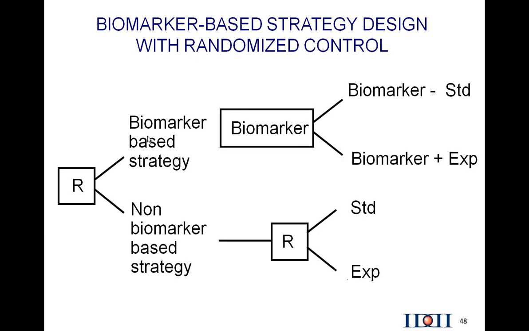So here, we randomize patients again between the biomarker-based strategy, but the control arm here is also randomized. It's not based on the biomarker, but this is a randomized arm between standard treatment and experimental treatment, such that the comparison now between the biomarker-based strategy and the non-biomarker-based strategy is a fair comparison. Now, it's obviously only a fair comparison if the same proportion of patients receive standard in this group as in that group, and therefore the randomization ratio must be adjusted here to reflect the prevalence of the biomarker-positive subset.